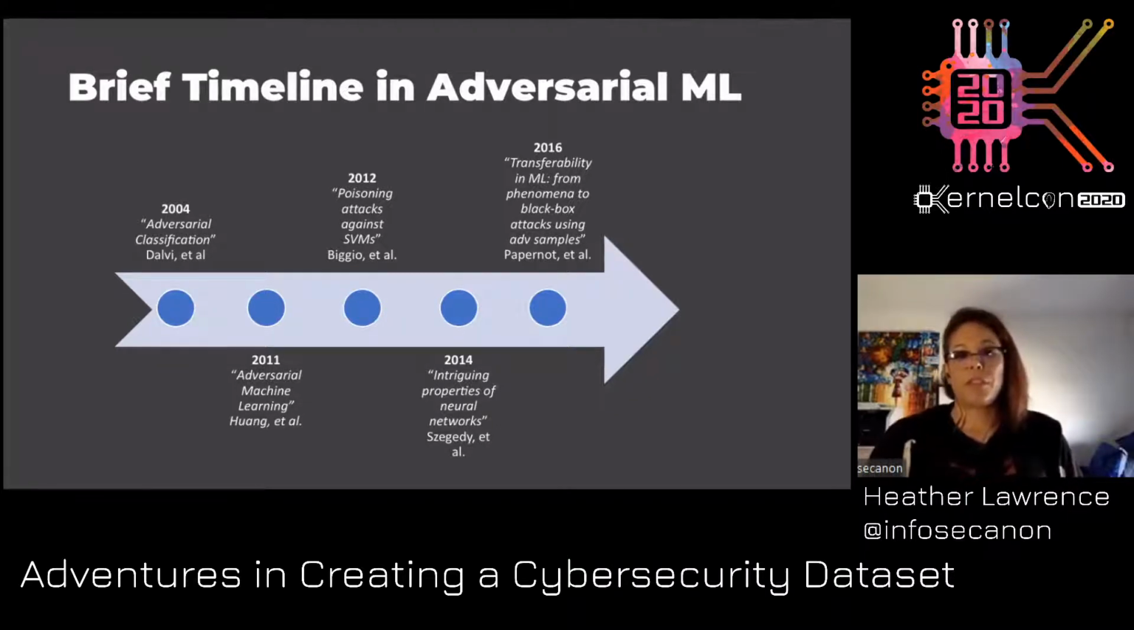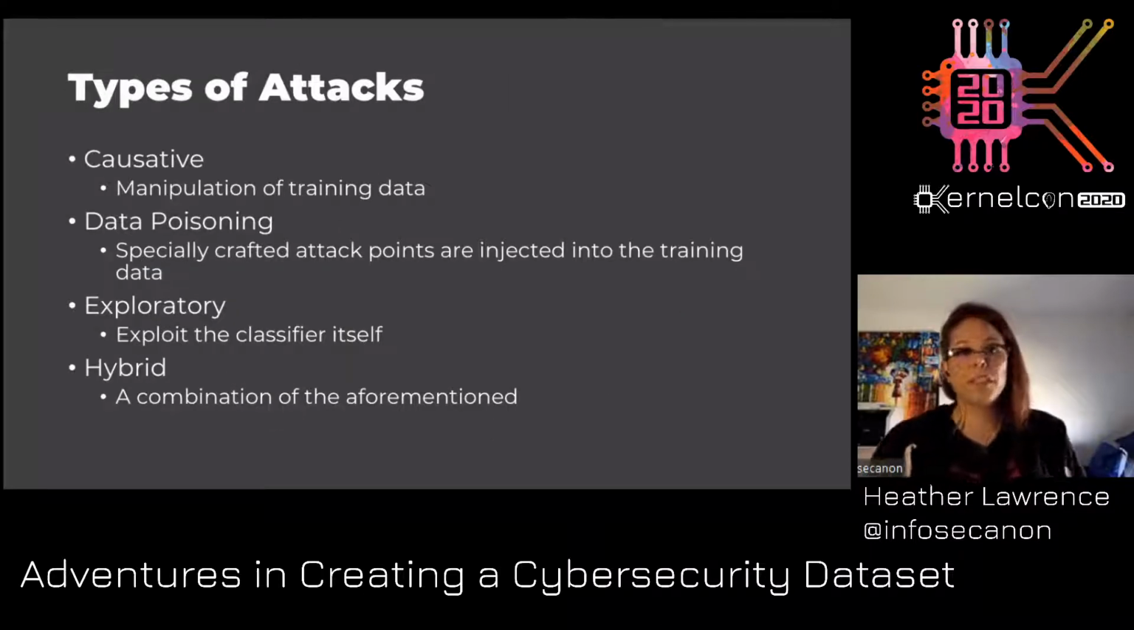Later on, we discovered that different machine learning algorithms were also affected by this. Basically, if it was differentiable, it had a chance to be affected by different attributes. SVMs, neural networks, logistic regression, all of these are differentiable and can be affected by adversarial examples. More specifically, the types of attacks are causative, so you can manipulate the training data.